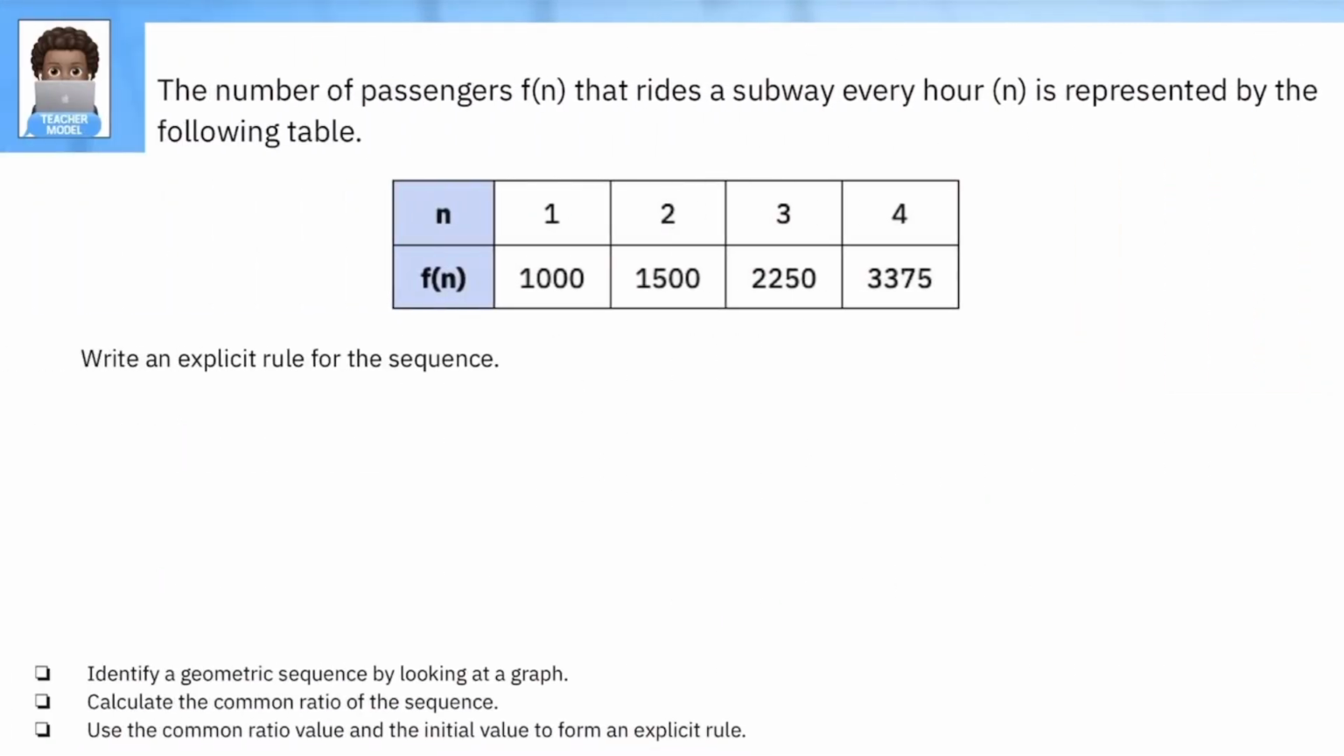Let's do our final guided practice. Here you have another series. The number of passengers that ride a subway every hour, n, is represented by the following table. Hit pause and write an explicit rule for this sequence.